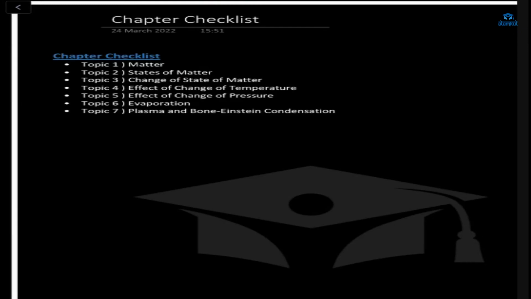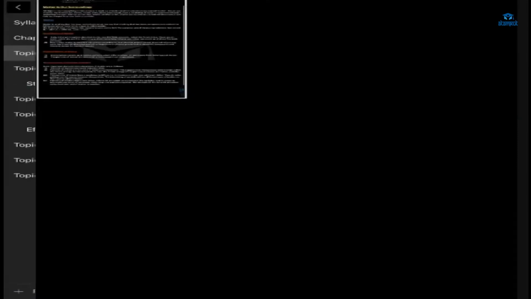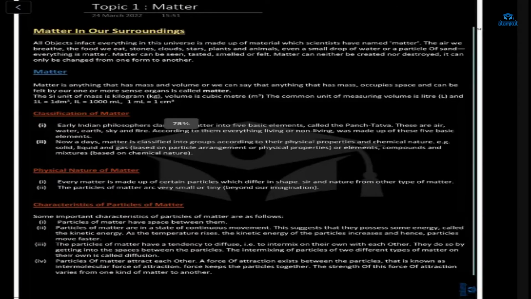We will be learning today about the very first chapter of chemistry, matter in our surroundings. These are the checklist of the chapters. The very first chapter of ninth class: matter, states of matter, change of states of matter, effect of change of temperature, pressure, evaporation, and plasma. So let's start with the very first topic, which is matter in our surroundings.